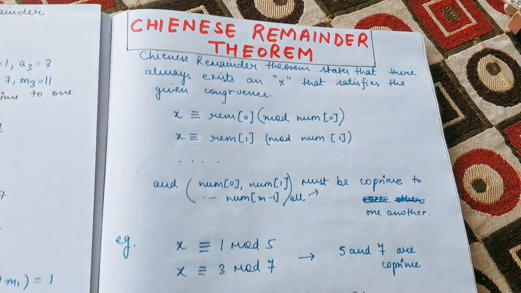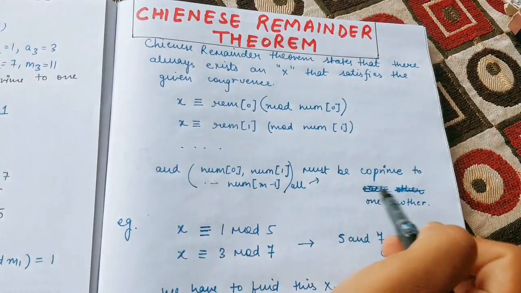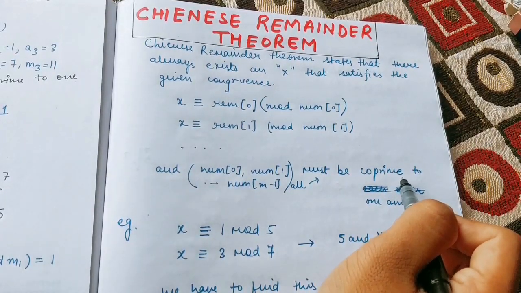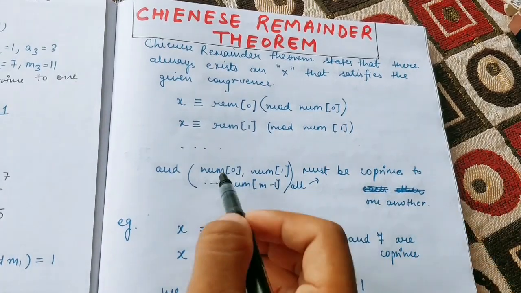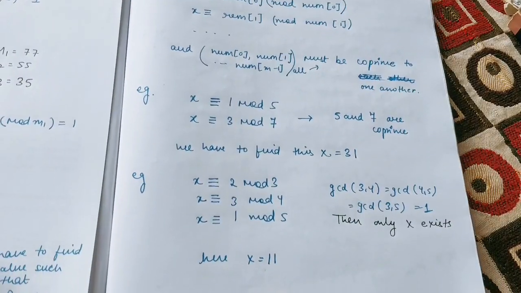And the thing is that all these values, that is num0, num1, all these numbers should be co-prime to each other. That is, all the numbers should have the HCF as 1. GCD of num1, num2 should be equal to 1 and so on. Let us see the example. It will be more clear to you.